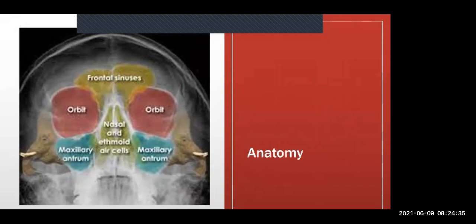So we see the frontal sinuses, we see the 2 orbits, we see the nasal and ethmoid air cells, the maxillary sinus, maxillary antrum, and then this bone here is known as the zygoma, right? Everybody remember the zygoma, right? So it's made up of the arch and the body, okay? So that's basically what we look at.